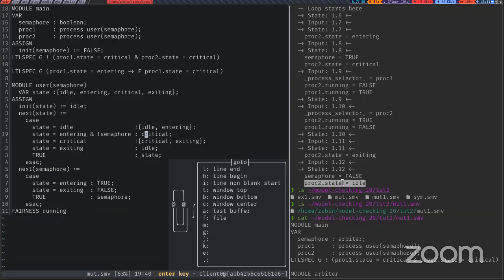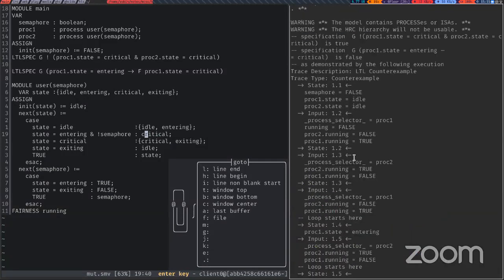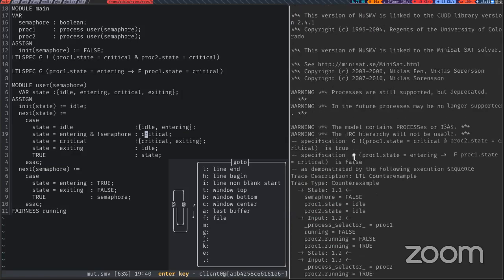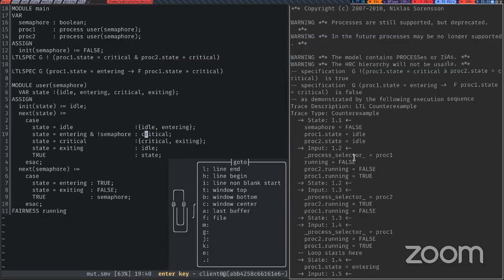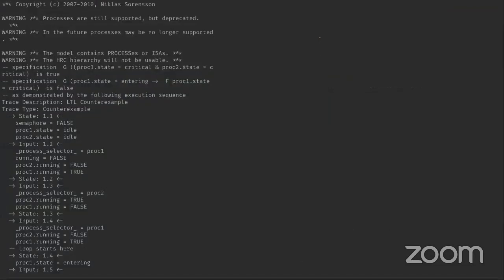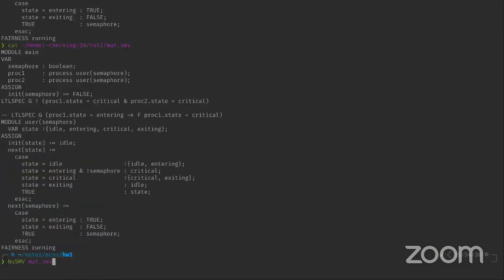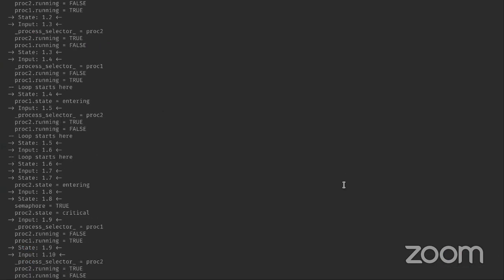And so process two is idle. Does it ever go to anything? No, there's nothing after this. So that's the end of the counter example. Oh, so I think this is doing bounded model checking.